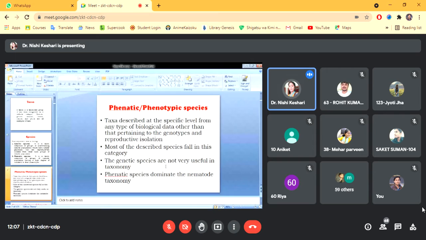The genetic species are not very useful in taxonomy. So on the basis of genotypes, generally we don't group them because again you have to find their genotypes. So that is a cumbersome job. So phenetic species dominate the nematode taxonomy. So on the basis of morphological characters, we generally study their behavior and their taxonomy is grouped.